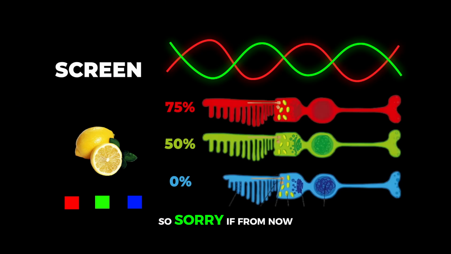So sorry if from now on you see yellow on screens and realize it's an illusion. Your brain might start buzzing a little. And this idea doesn't just apply to yellow. It applies to most colors that aren't pure red, green, or blue. All of them are tricks of activation patterns that make your brain think it's seeing another color. And notice, I always say, your brain is tricked, not your eyes.